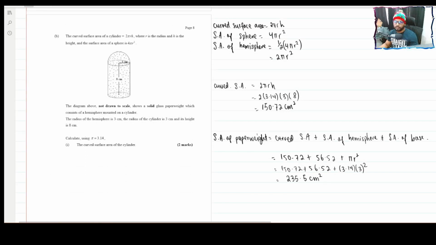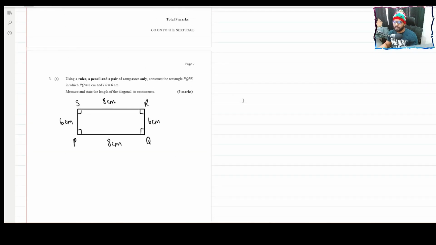Alright, number 3, I unfortunately forgot to press record and I did the solution. So I'll just talk through the solutions for number 3. Part A and B.